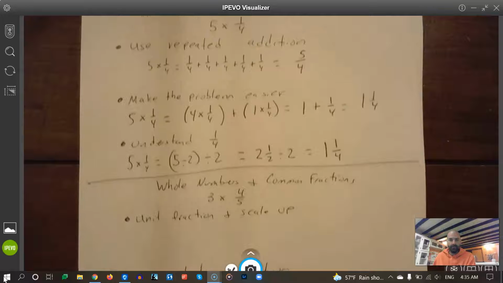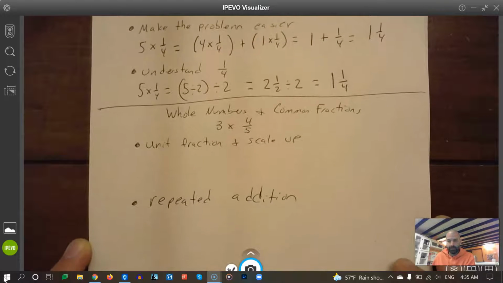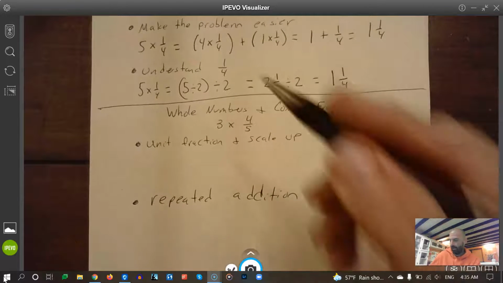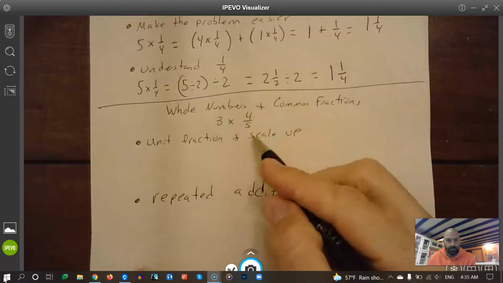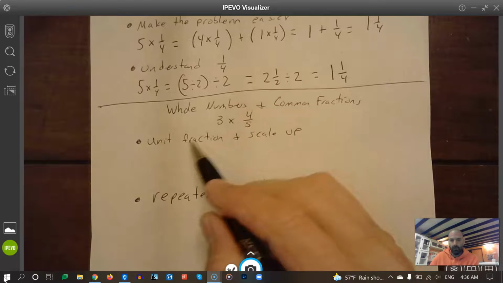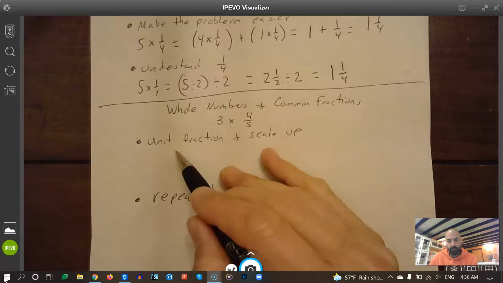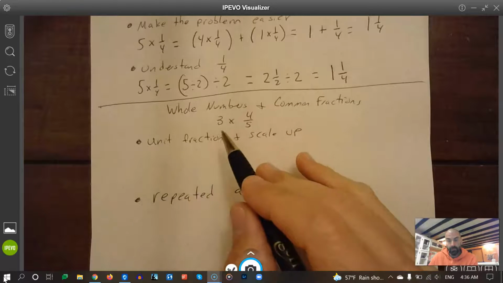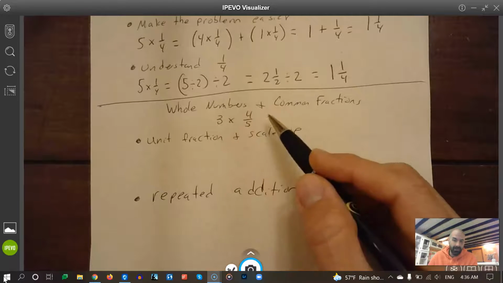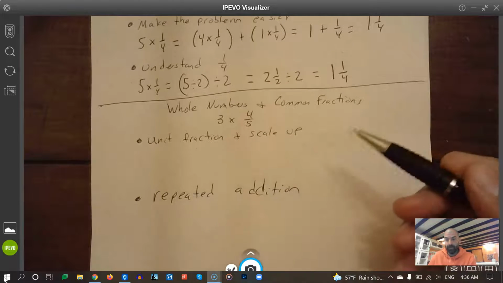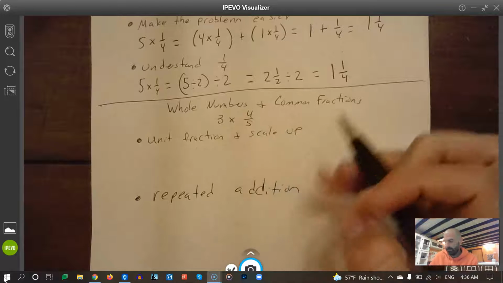All right, now let's look at when we're using common fractions, or non-unit fractions. Fractions where, when we're looking at the numerator and the denominator, the number up here is not 1, it's some other number. So here we're going to look at 3 times 4/5. One thing that we can do is change our understanding so that this common fraction is actually a unit fraction a few times over, and then use that information.